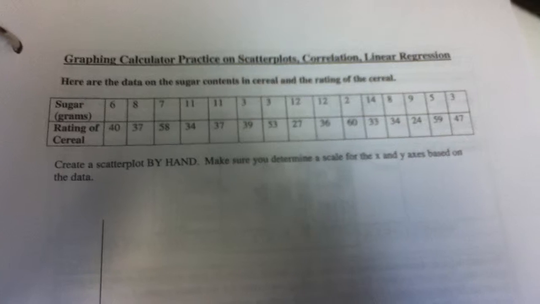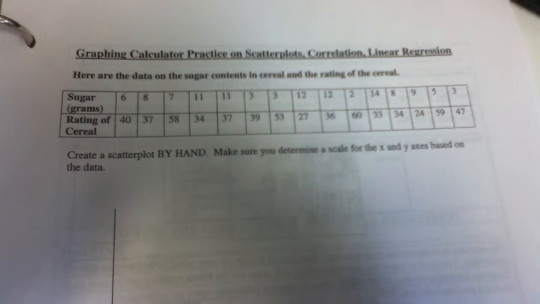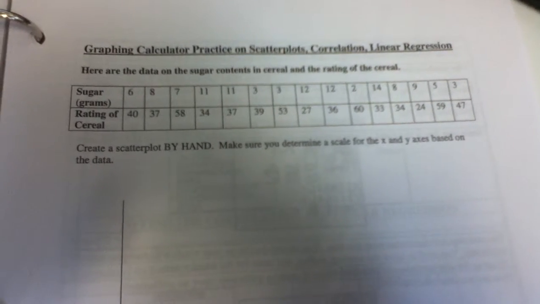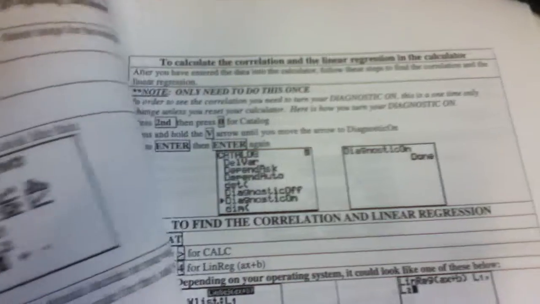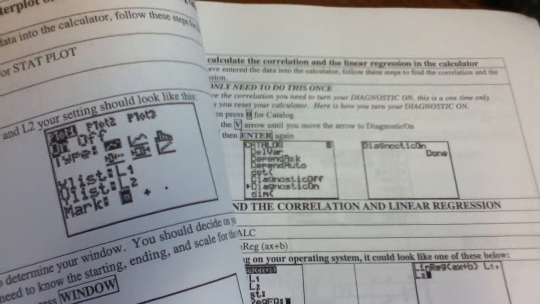We will go over this next class. Try your best. Also, please know, on the next page, there is an example. If you need practice with scatter plots, and even if you don't, it's good practice. Graphing calculator practice on scatter plots, correlation, and linear regression. Work on this one. It gives you step-by-step with calculator steps on how to do everything in your calculator.